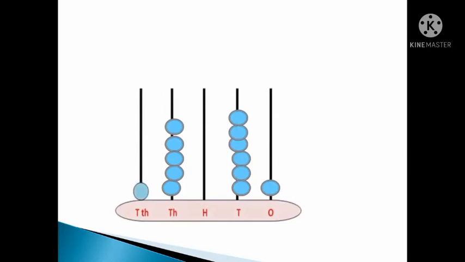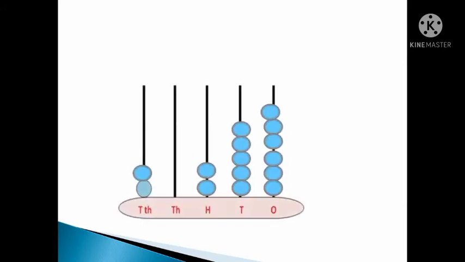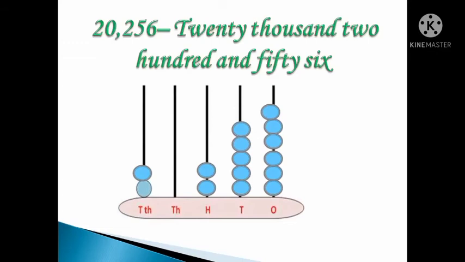How will you read this number? There are no beads in hundreds place. So we have to consider a 0 in hundreds place, right? So 1 in 10,000's place, 5 in thousands place, 0 in hundreds place, 6 in tens place, 1 in ones place. So we have to read the number 15,061. The next one, 2 in 10,000's place, 0 in thousands place. So 20,256.